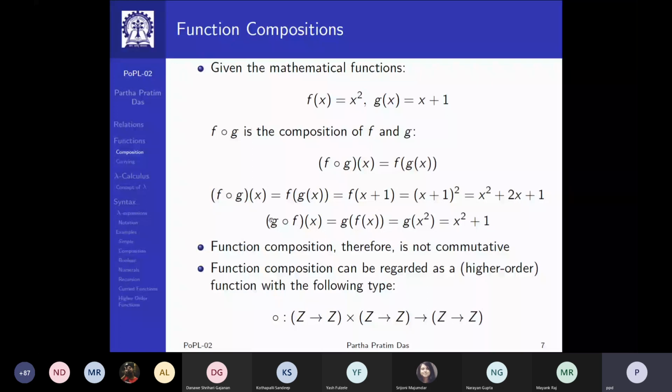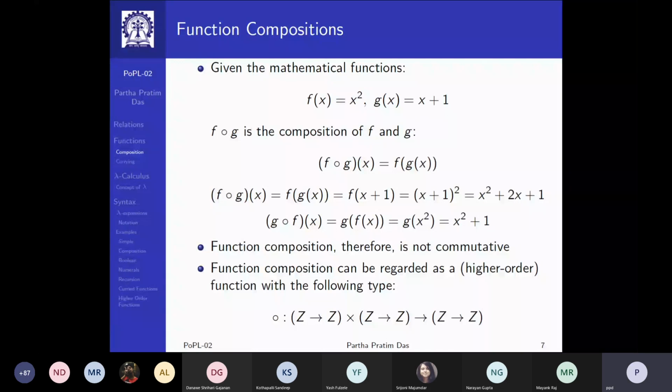If you change the order in the composition, if you do G composition F, that is, if you apply F first and then G, then you have G of F of x. F of x is x squared. So if you apply G on that, you get x squared plus 1. So you can very easily see with this simple example that the order does not preserve the function in composition, or in other words, function composition is not a commutative operator.